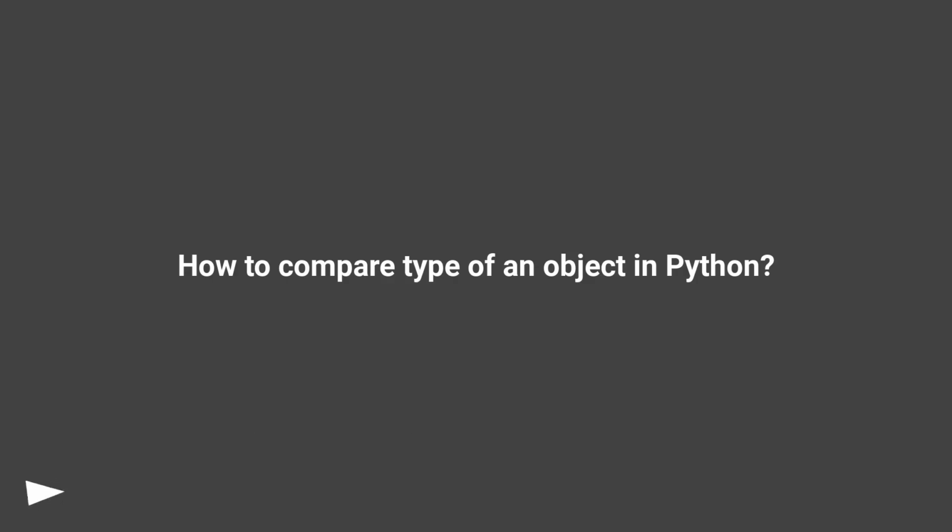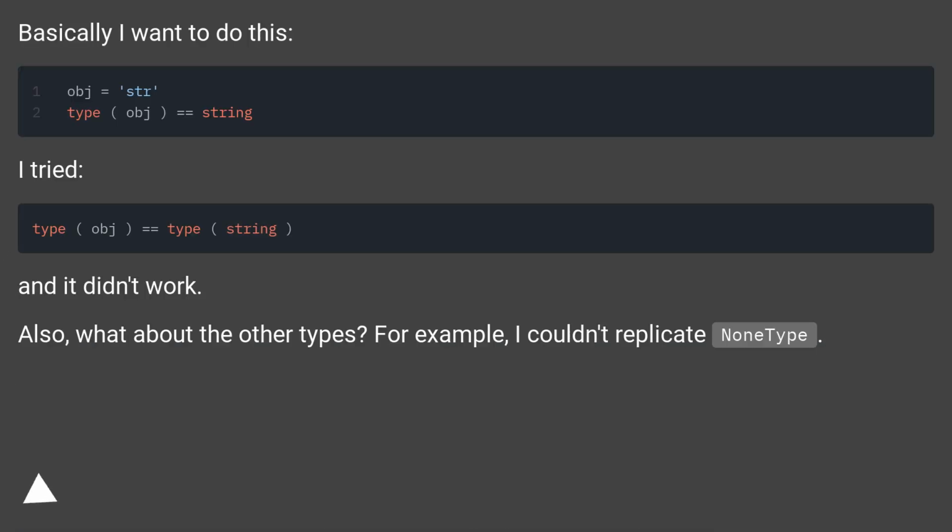How to compare the type of an object in Python? Basically, I want to do this. I tried, and it didn't work. Also, what about the other types? For example, I couldn't replicate NoneType.